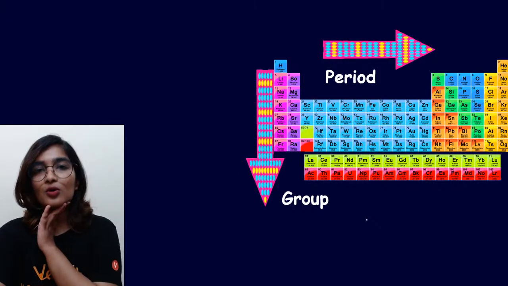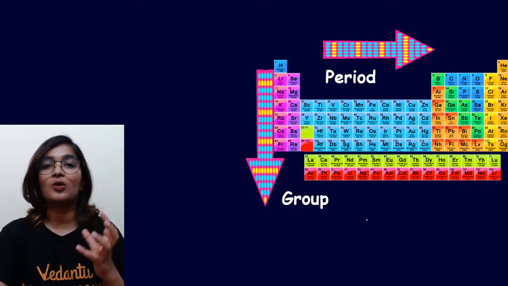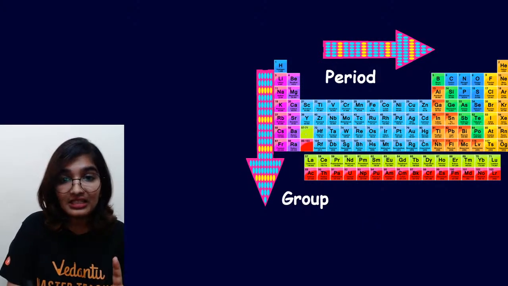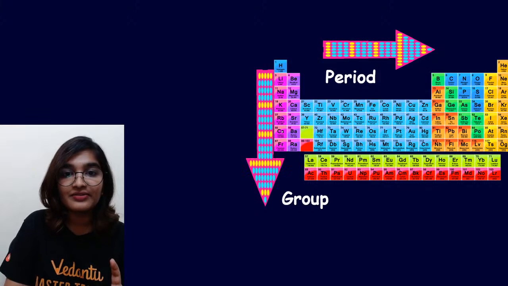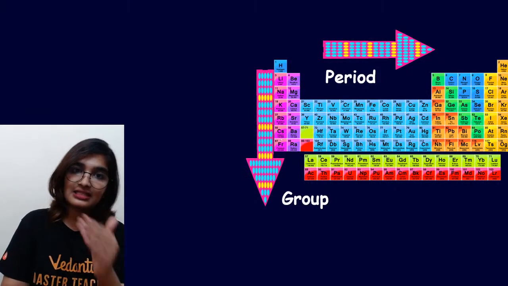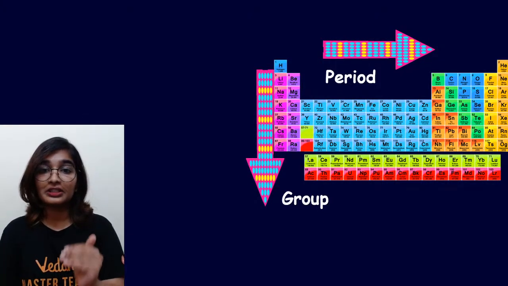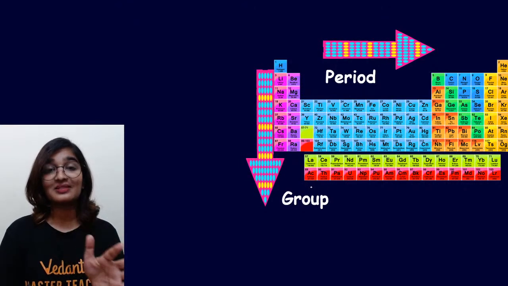So the horizontal rows in the periodic table are called periods, and the vertical columns are called groups. We have 7 periods: 1, 2, 3, 4, 5, 6, 7. The lanthanides and actinides are in the 6th and 7th period only, so do not count them as 8 and 9. At least this is okay.